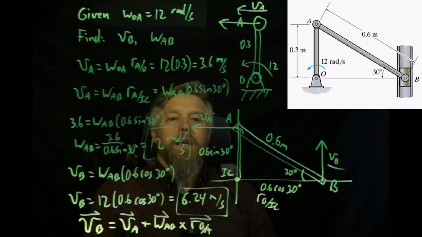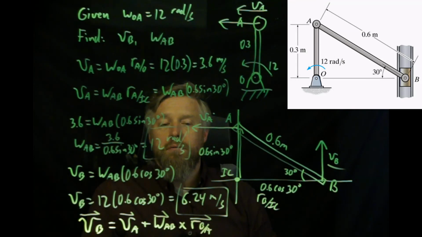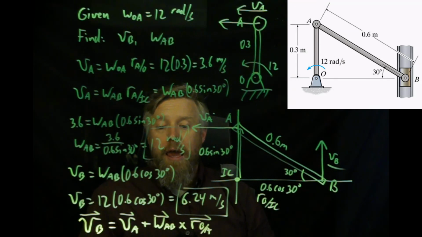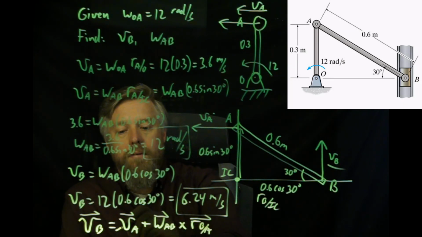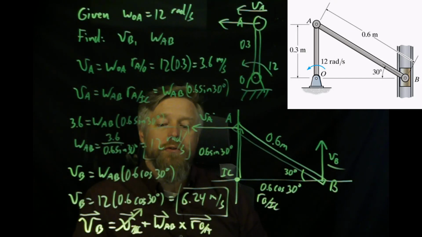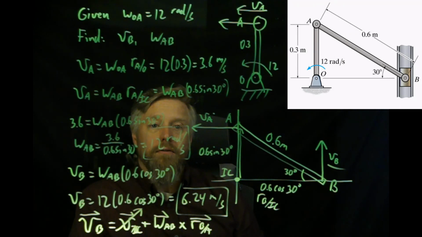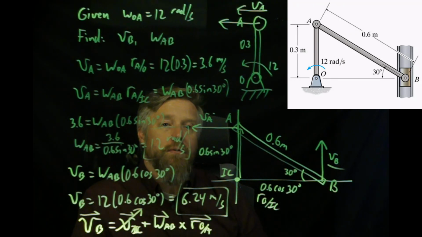What we're really doing here is saying if we choose a point A that is the instantaneous center, then this term goes away. If this one is the IC, then there's no velocity, so that term goes away. We have a simpler equation, and we can use the scalar version as long as we draw a good picture and we know the direction.